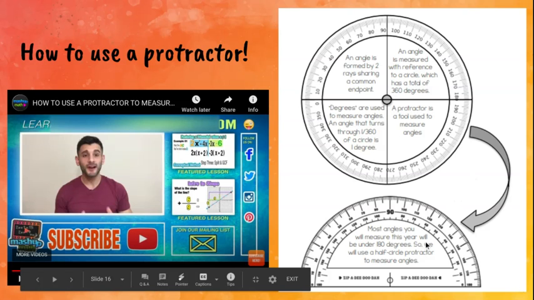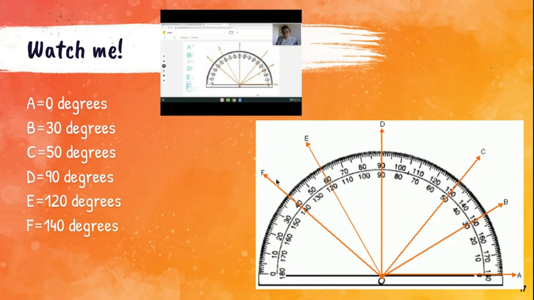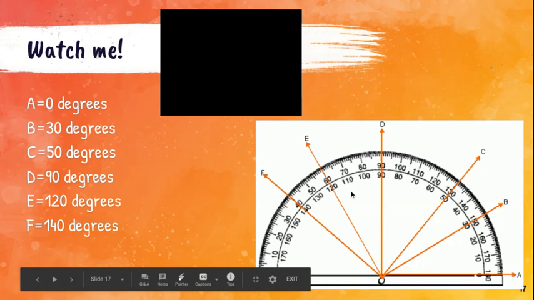Most angles you will measure this year will be under 180 degrees. So we will use this half circle protractor to measure angles. So don't worry about this circle part. We're only going to be using this half circle protractor. So let's take a look at measuring some of these angles.